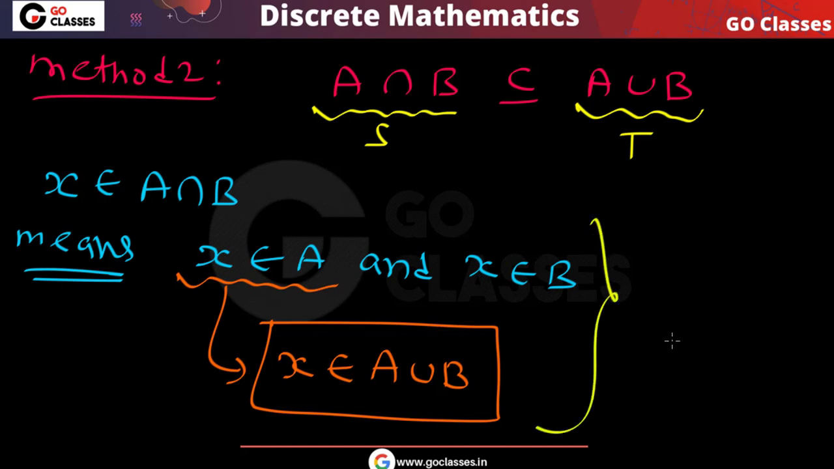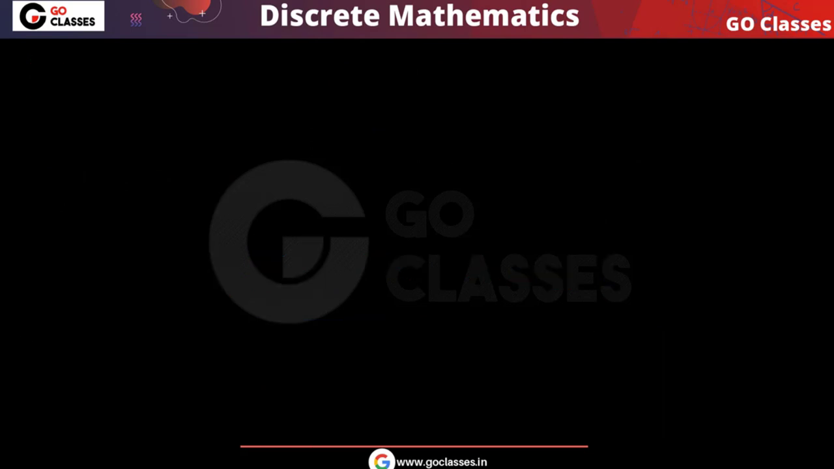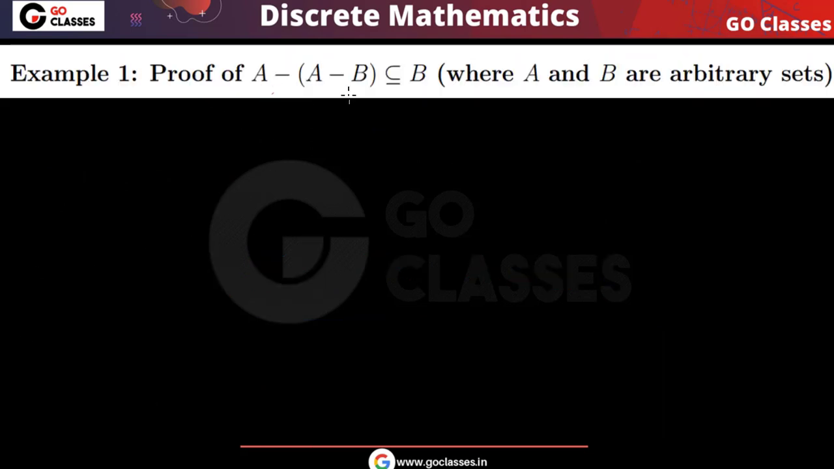So from this I can say S is a subset of T. This is the idea, this is the proof. Let's see the next question. Prove that A minus B is a subset of B. First of all you can apply the Venn diagram method. So let's apply method 1.